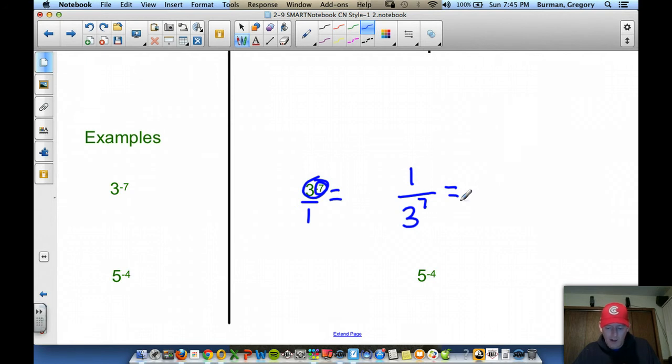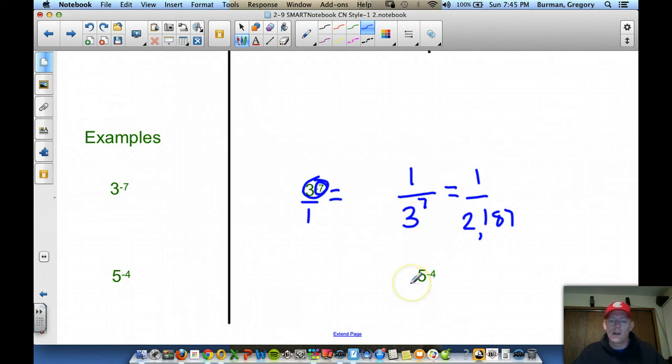So 3 times 3 times 3 times 3 times 3, 1, 2, 3, 4, 5, times 3 times 3, 1, 2, 3, 4, 5, 6, 7 of them. So I get the answer of 1 over 2,187. Now, this is the type of work that I would expect to see in your assignment too: that you would show me how it changes from a negative exponent to a positive exponent by bringing it to the bottom side of the fraction.